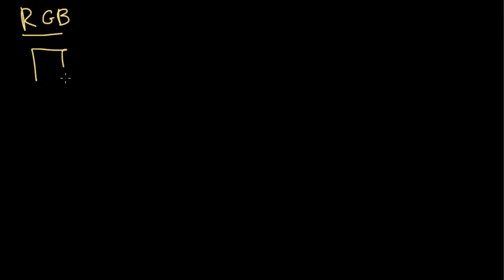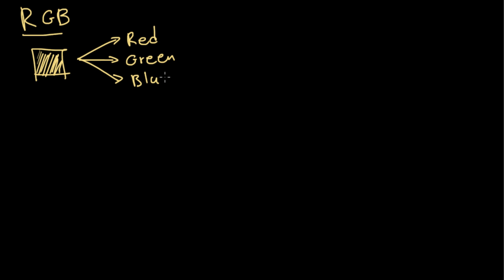So let's just assume we have a pixel right here with a color on top of it. Well, where does this color come from? It is a combination of three different color components: the red, green, and blue color component. So the idea behind the RGB color model is that if you combine different quantities of each one of these colors, you can get different colors. And these color components are called channels.